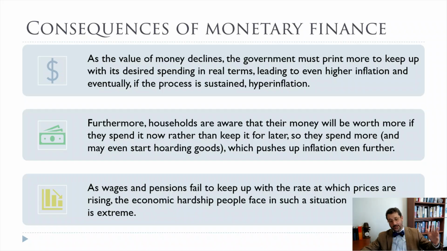And then, as we said, it spirals out of control. As the value of money declines, you have to print even more. Inflation gets higher and higher. Eventually, you end up with hyperinflation. Households don't want to keep money because it's going to be worth less and less, so they spend it even faster. That pushes up inflation more. Wages don't get adjusted as fast as prices, and so that makes people's real income fall. And it's just a bad situation.